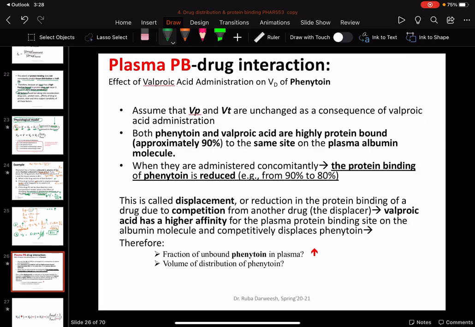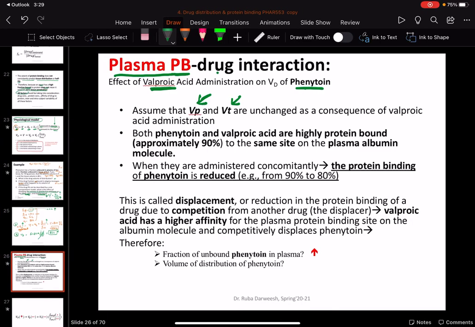Okay, and from this slide on, we will talk about different cases of the effect of different factors on the final measurement of the aberrant volume distribution. So in here, we will start with the plasma protein binding and then drug interaction. We have valproic acid administration and its effect on the volume distribution of phenytoin. We are not changing the volume of distribution of the plasma or the volume of the tissue. So those two factors are the same.